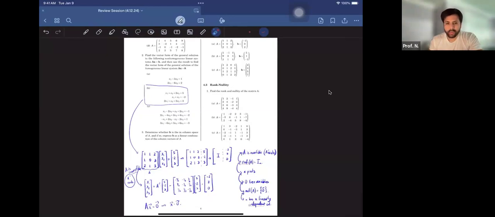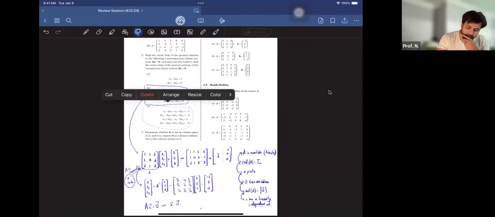But I think what would be more beneficial, let me just see if it might be more beneficial to look at C. Yeah. So let's look at C. C may give you more understanding of what's going on.